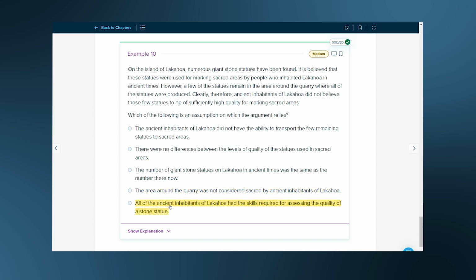And E, all of the ancient inhabitants of Wakahoa had the skills required for assessing the quality of a stone statue. This one is irrelevant. All of the people at my office don't know how to do my job, but that doesn't mean that we as an office don't offer those services. Not everyone needs to know how to do it for the ancient Wakahoans to be able to, as a society, measure the quality of statues. So best answer is going to be D.